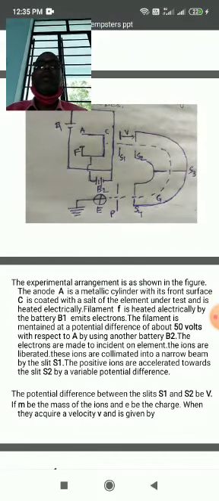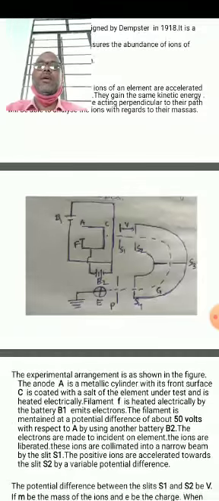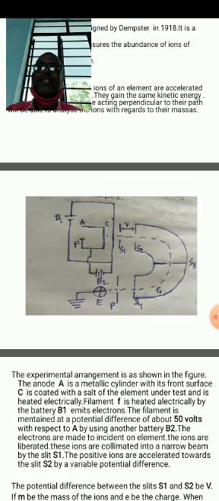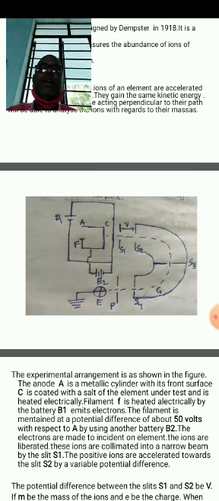The experimental arrangement is as shown in the figure. The anode A is a metallic cylinder with its front surface C coated with a salt of the element under test, and is heated electrically.